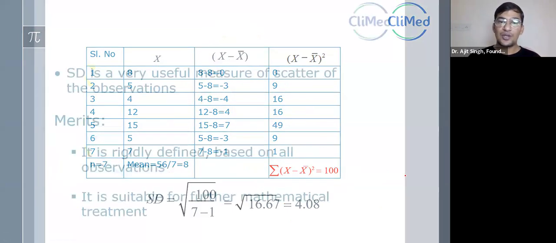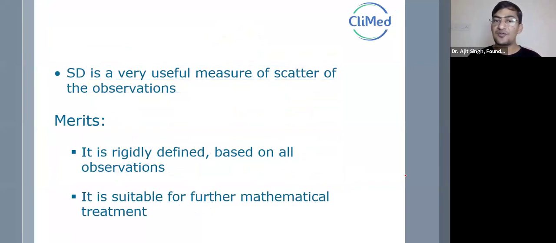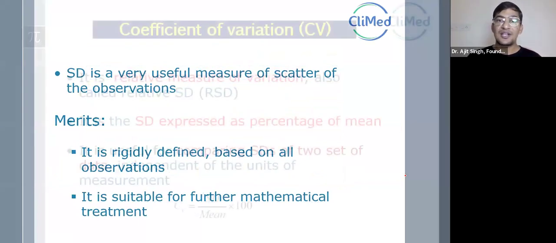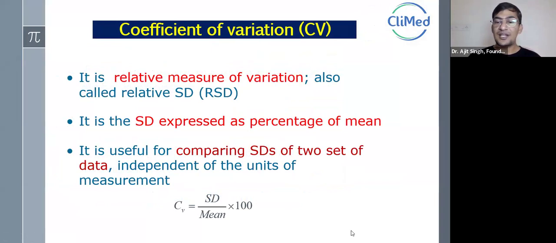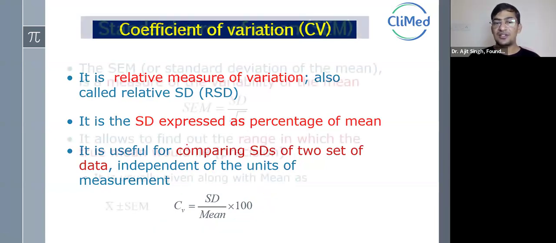Similarly you can do that. SD is a very useful measure for the scatter of the observations. Now coefficient of variation is nothing but the SD as a percentage of the mean. It is simple. To check the coefficient of variation, the formula is simple. Frankly, you don't need to remember these formulas, guys, because everything is done by the software. With SPSS, one click, everything will be done. You don't have to do anything. So SD divided by mean into 100 gives the coefficient of variation.